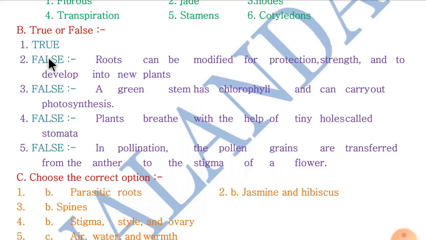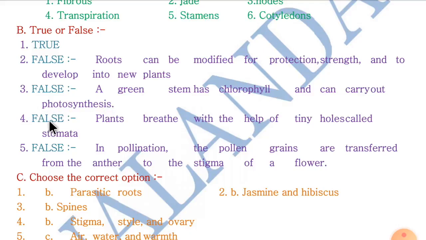The next is roots can be modified for protection and strength but never for reproduction. This statement is false. The correct statement is roots can be modified for protection, strength, and to develop into new plants. Third one, stem can never carry out photosynthesis. This statement is also false. A green stem has chlorophyll and can carry out photosynthesis.